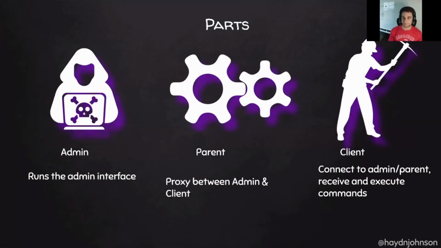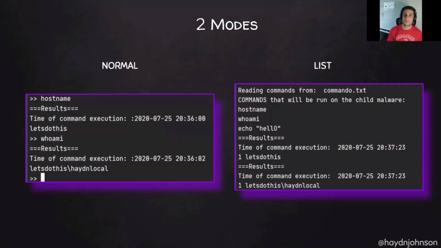Pretty simple. So for the visual learners out there, the 3 parts are the admin interface, which runs the admin interface, the parent, which proxies the traffic, and the client, which does all the work. So it's all embedded in that one executable or ELF binary. It's all in the one, which makes it easier to use. So I thought of C2 infrastructure or command and control callbacks, and I wanted to make this easy and repeatable.